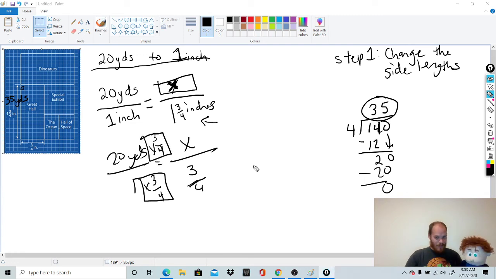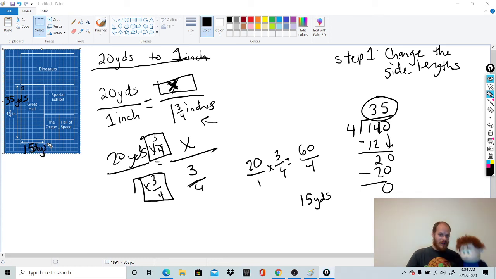So you multiply that by 3/4 as well. So 20 over 1, right? Because you put whole numbers over 1, times 3/4, and you just multiply across. So 20 times 3 is 60 over 4. Okay, and 60 divided by 4 is 15. So you get 15 yards. So now you have the actual numbers.